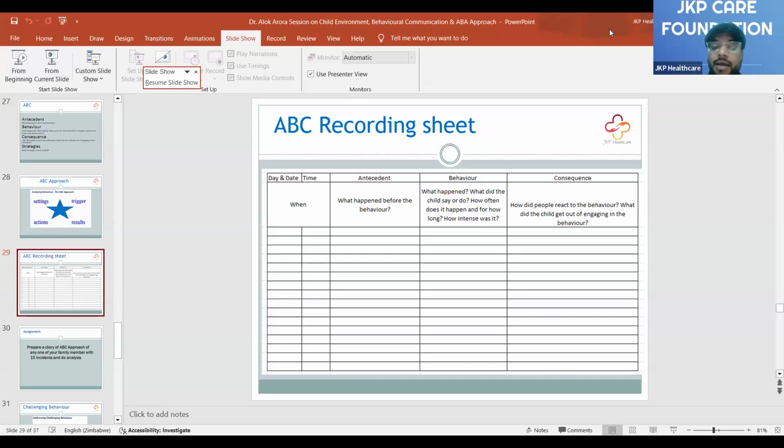It will be my reward that, even if 2 people out of you, I think we are 26, 28 today, if even 2 out of 28 do it, I will feel successful, that yes, we have done justice to them. So please do this. By doing this ABC recording sheet, also pay attention to the child's environment.